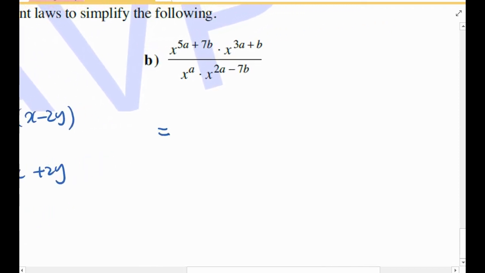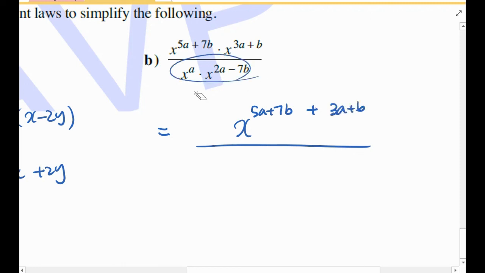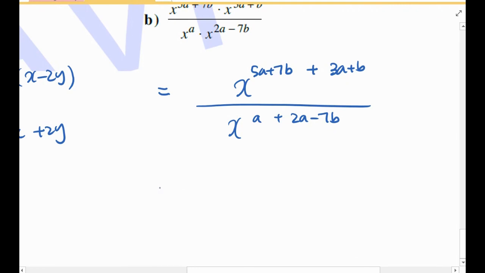Next, let's look at the top first. X to the power of 5a plus 7b plus 3a plus b. And let's look at the bottom. X to the power of a plus 2a minus 7b. So x to the power of 5a, 3a, collect the like terms, 8a, 7a, 1b becomes 8b. X to the power of a plus 2a, 3a minus 7b.